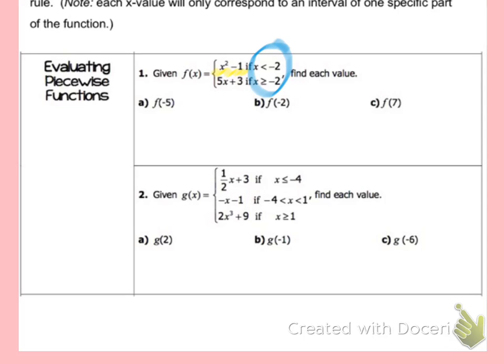So when x is less than -2, it behaves like x squared minus 1. And then when it gets to -2 and beyond, it instead behaves like a linear function, 5x plus 3.